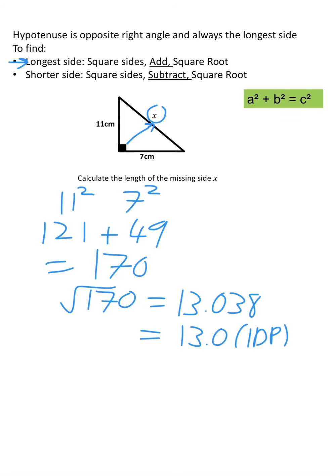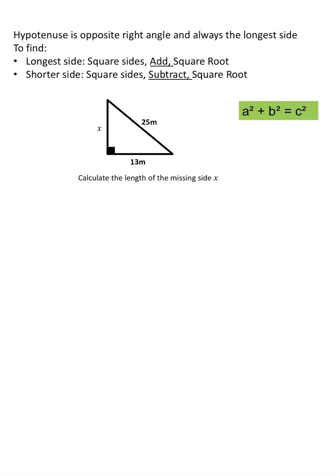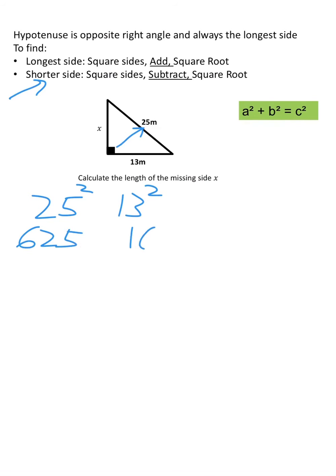Okay, let's have a look at another one. So in this one now, we have to find a shorter side. We can see the hypotenuse is 25, and that's the longest side. So now we're finding a shorter side. So again, what we're going to do is we're going to square the sides. So we have 625 and 169. Now when it's a shorter side, we subtract. So let's take these away from each other. That leaves us with 456.